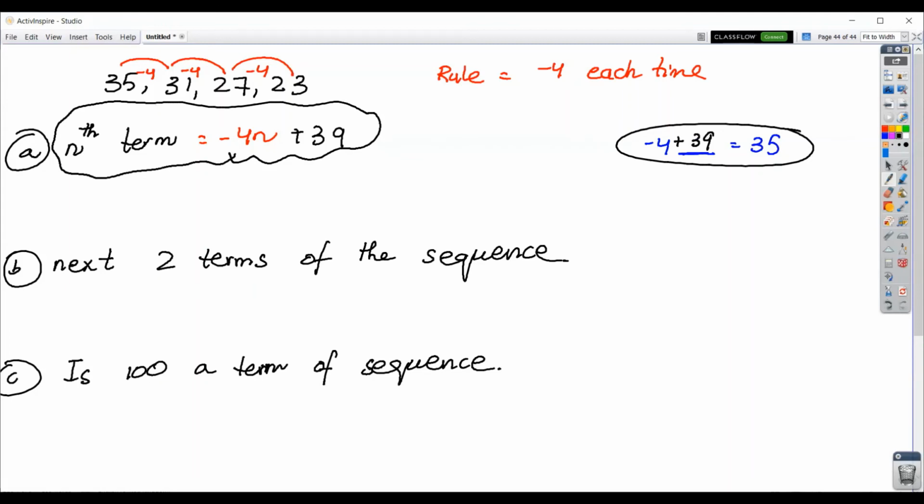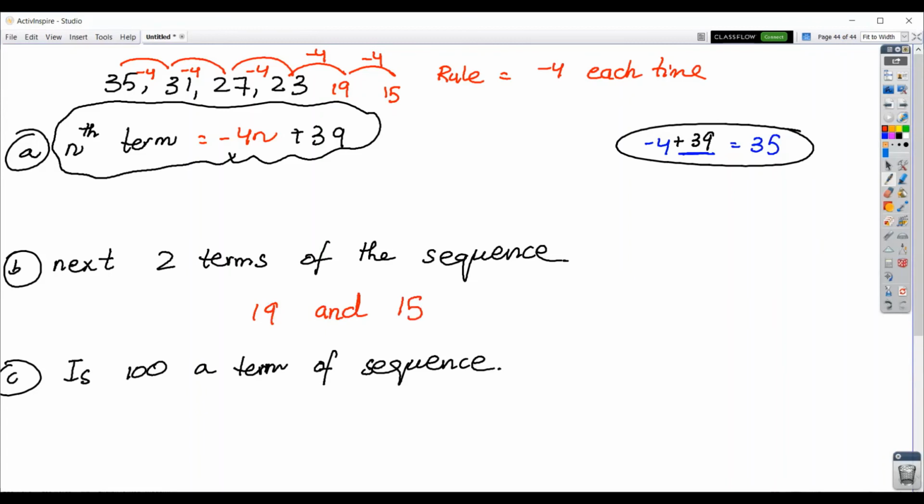Once you get the nth term of the sequence, the next part is to find the next two terms of the sequence. To do this, you continue with the same pattern of minus 4 each time. So when you do 23 minus 4, you have 19. And when you do 19 minus 4, you get 15. So the next two terms of this sequence would be 19 and 15.